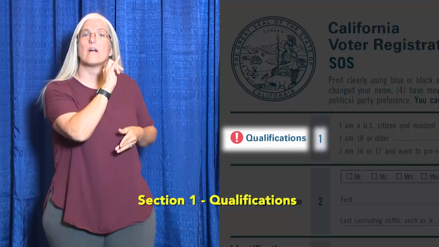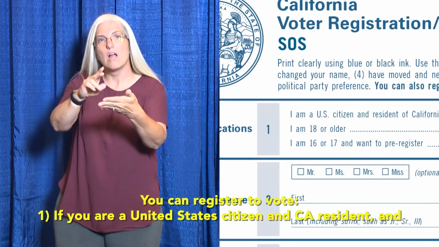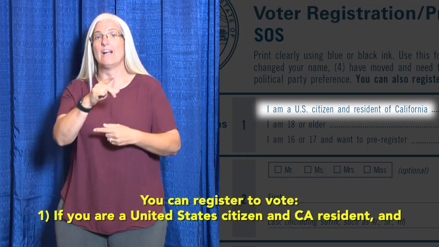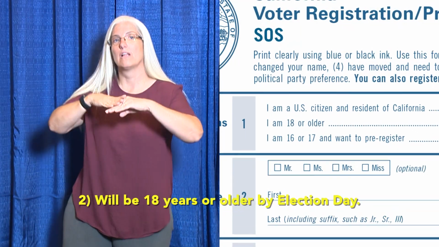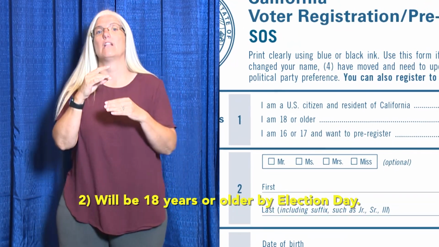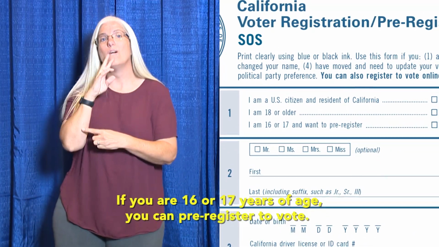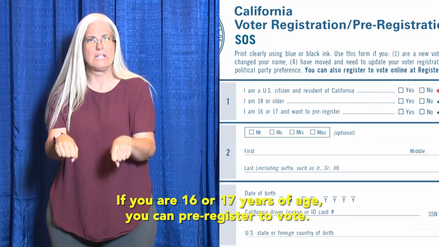Section 1. Qualifications. You can register to vote if: 1. you are a United States citizen and a California resident, and 2. will be 18 years or older by election day. If you are 16 or 17 years of age, you can pre-register to vote.